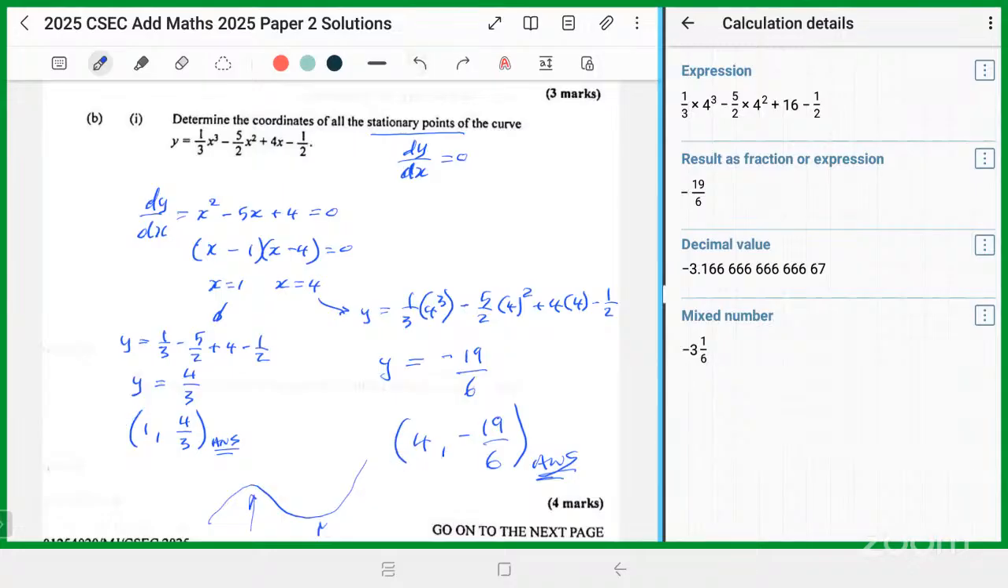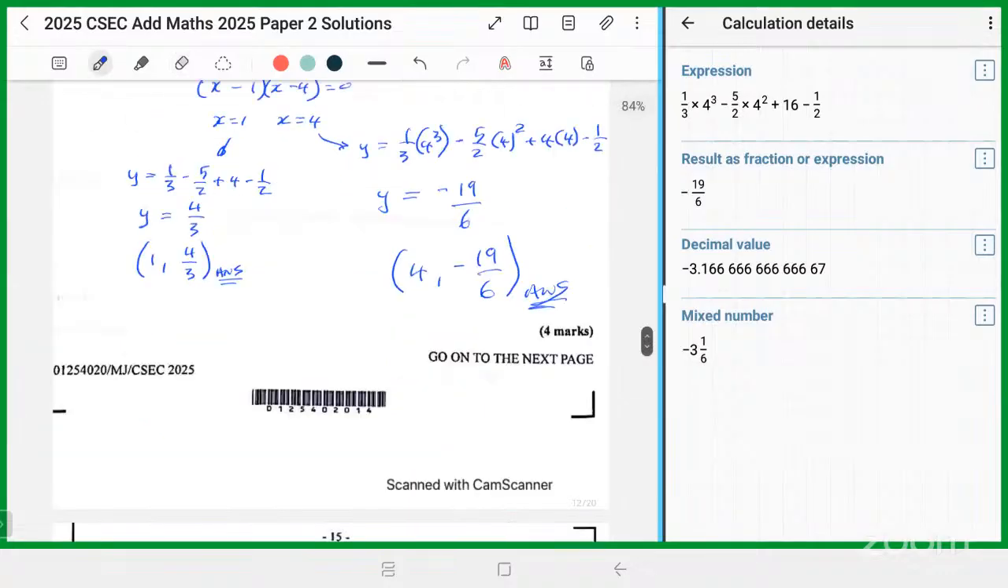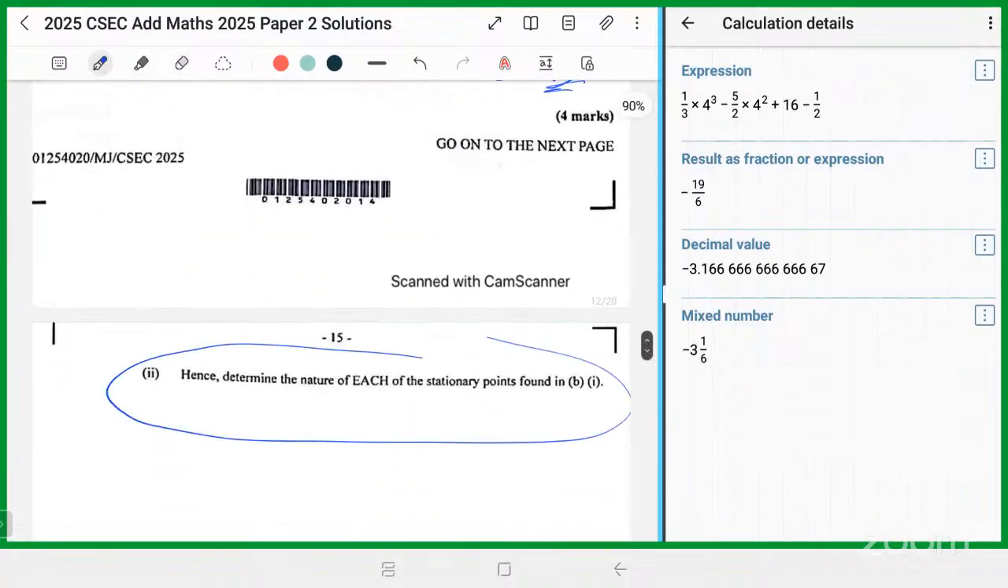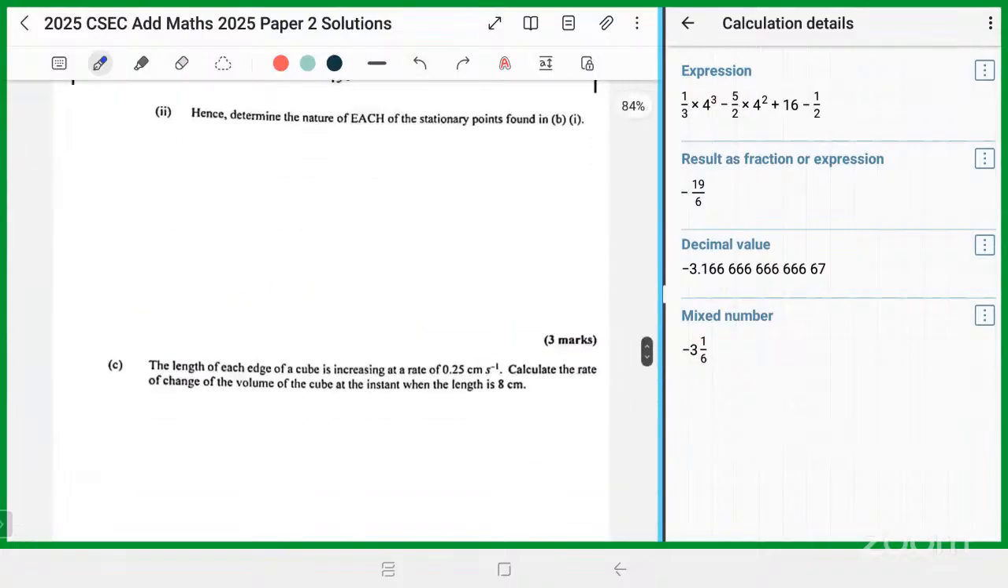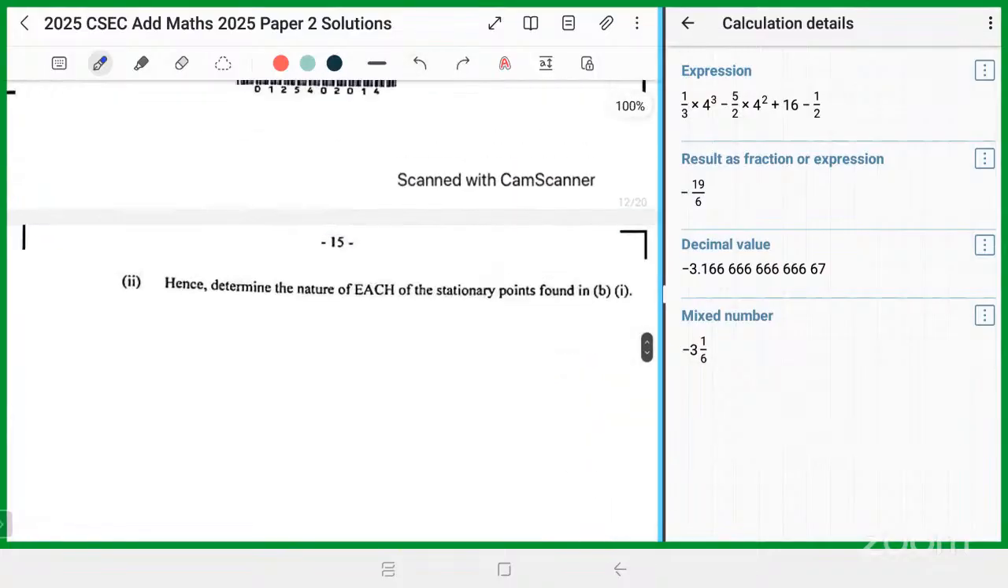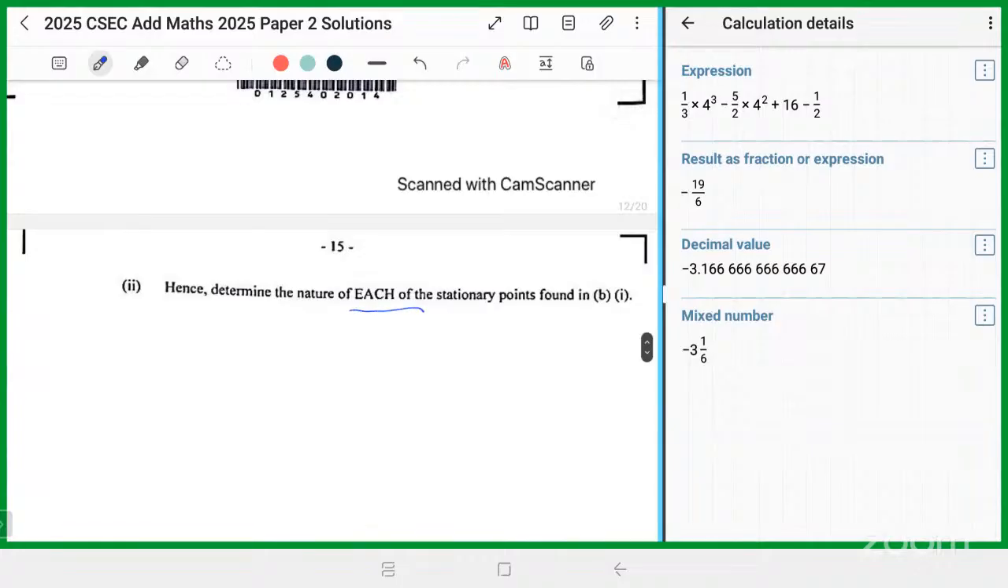You can know these things before you even start, but you just have to still do it. You can just write the answer. But if you couldn't work this out, you could write the answer, get a minimum of 3 marks. You want it to do. So determine the nature of each one. So determine the nature using the second derivative.